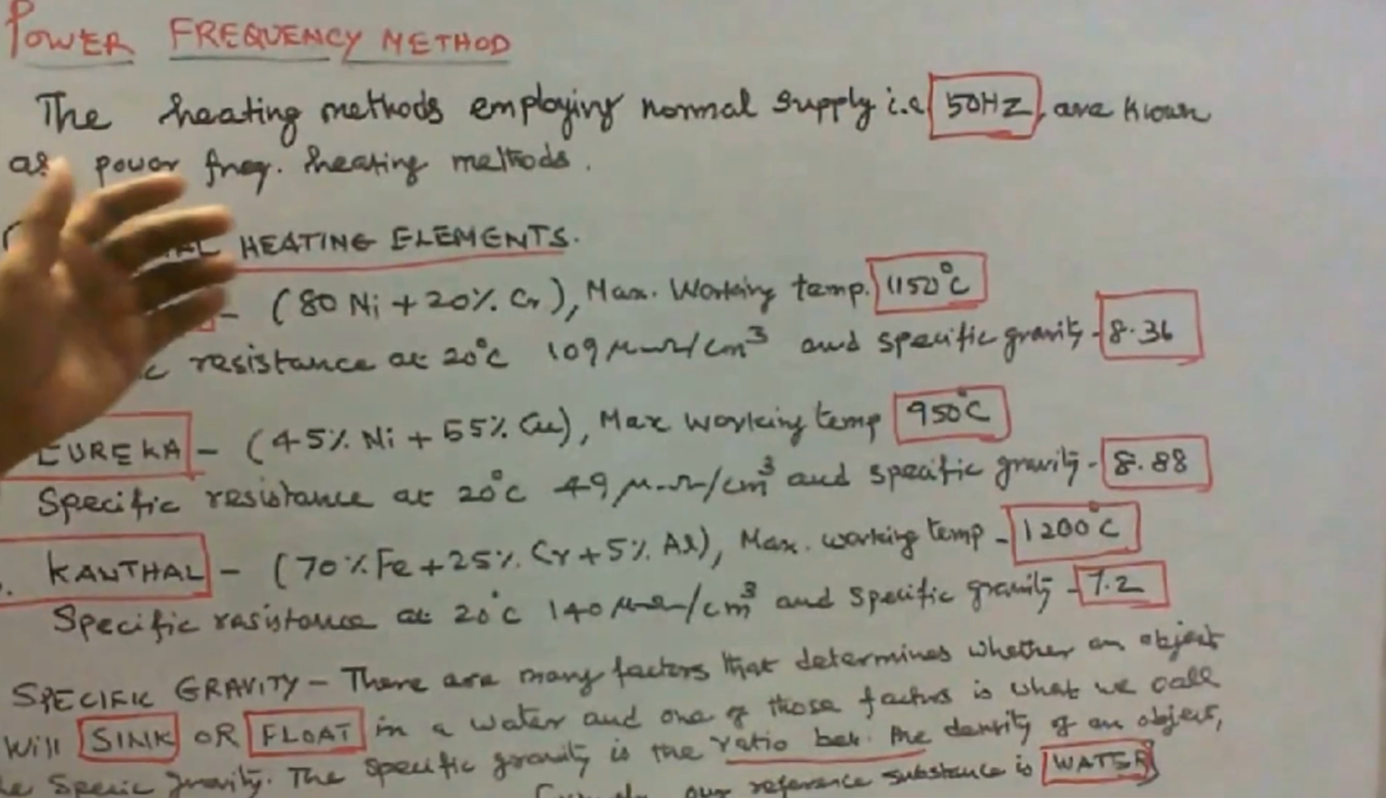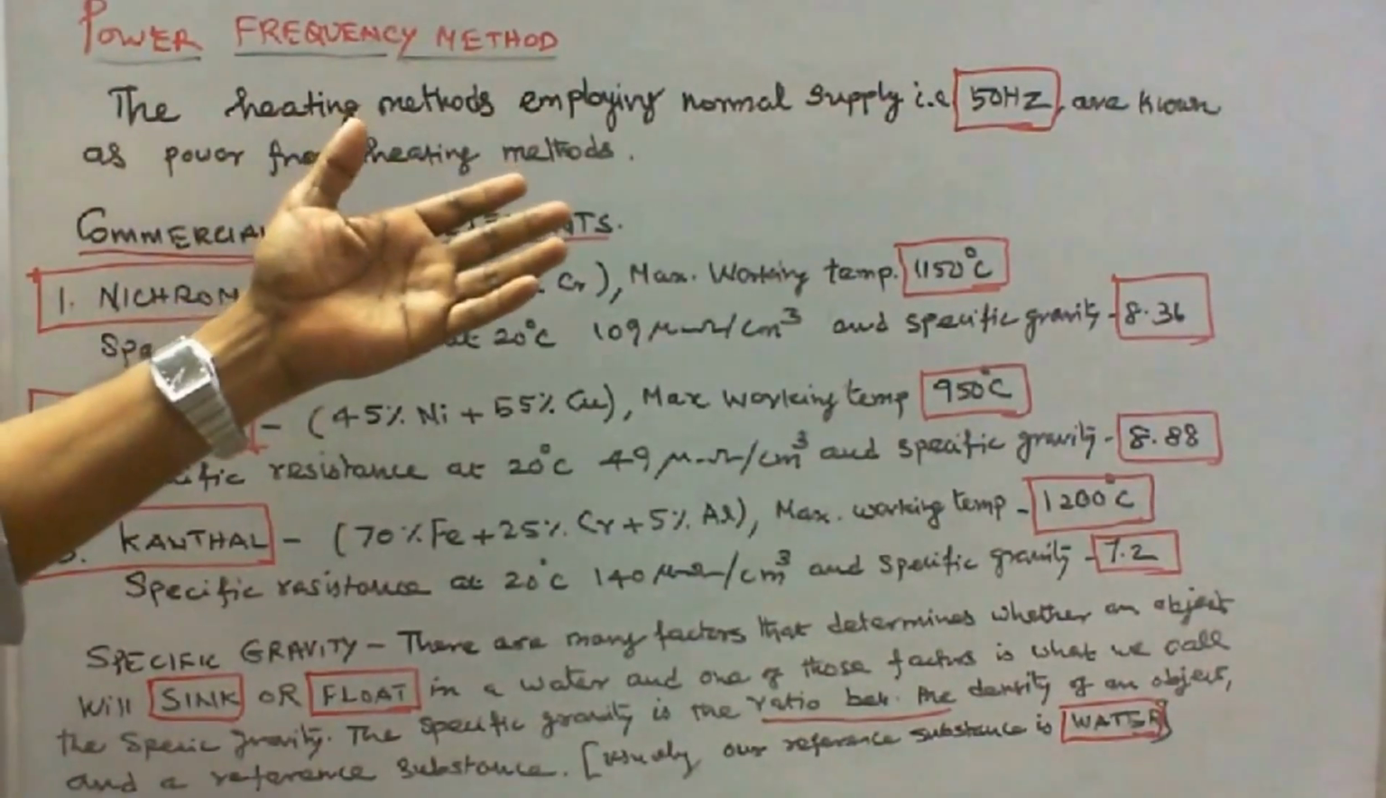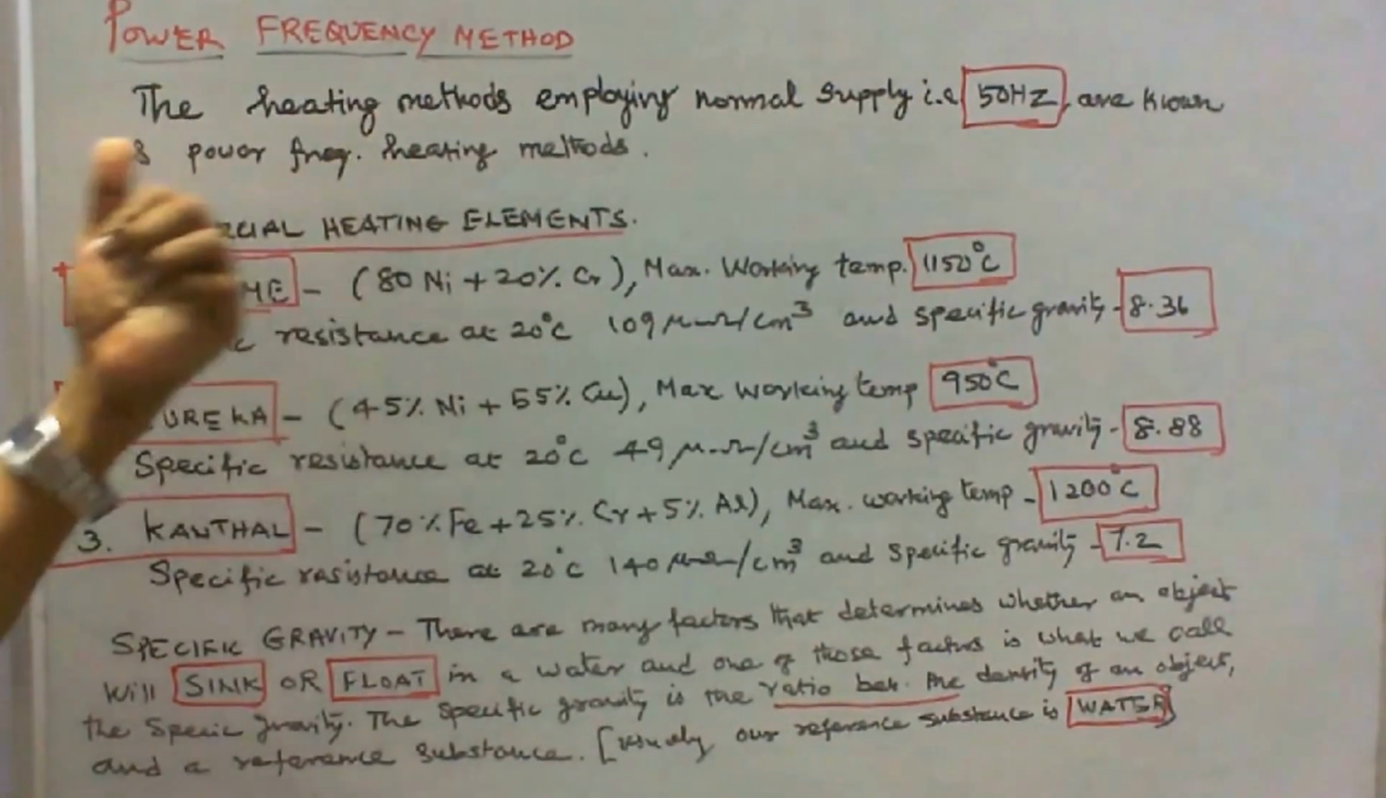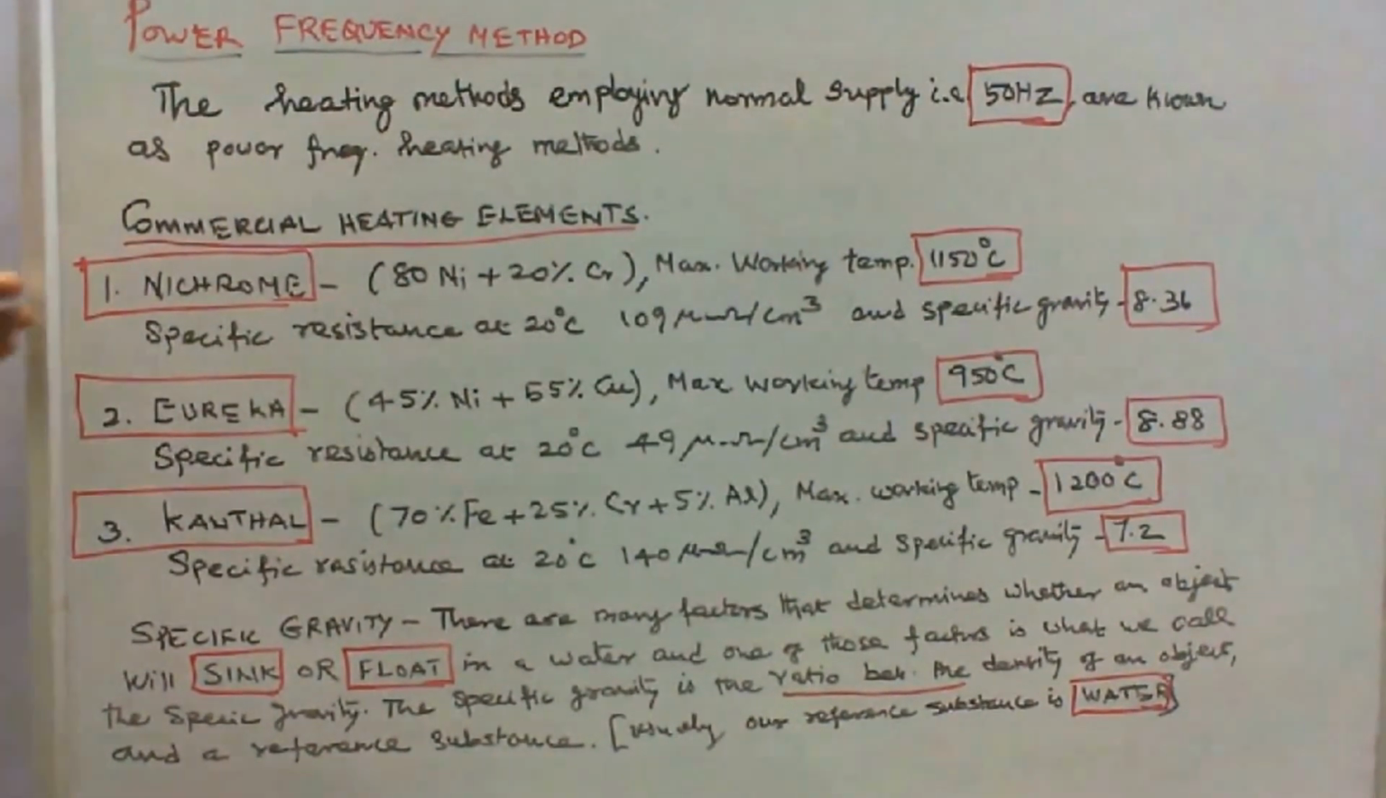The heating methods employing normal supply, that is 50 Hz, are known as power frequency heating methods. Nichrome, Eureka, and Kanthal are commercial heating elements. There are plenty of commercial heating elements, but these three are mainly used in many applications in electrical heating.